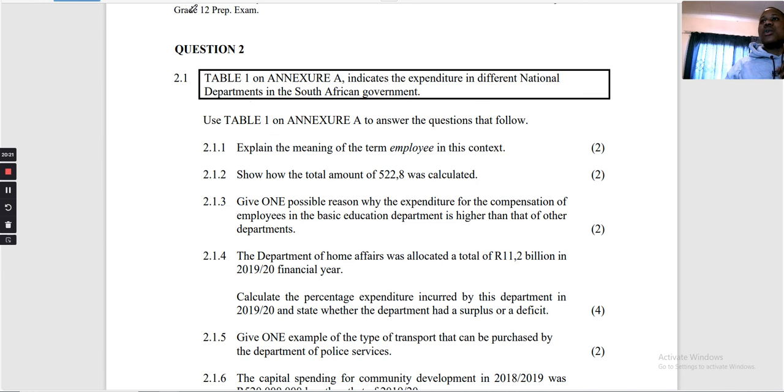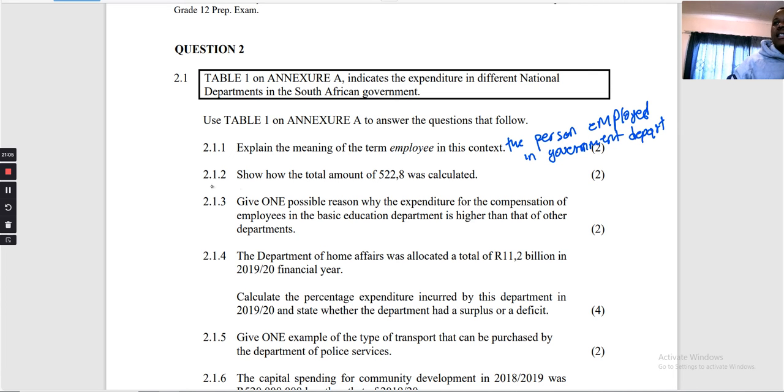So when we move on, let's go to the questions. Now they say, explain the meaning of the term employee in the context. We know that an employee is someone working, but in this case, where is this person working? That table shows the government expenditure, meaning that when we talk about the employee in this context, we talk about the person employed in government departments. Put it that way and get your marks.